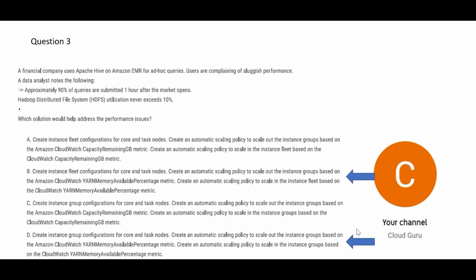So now we are left with these two options. These two options are almost the same. The second and the third lines are the same, except for the first line. D says usage of instance group configurations, and B says usage of fleet configurations.